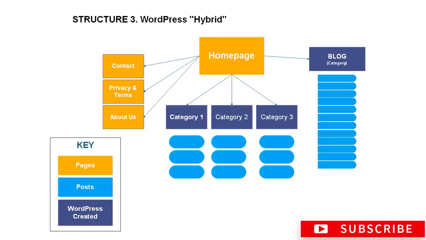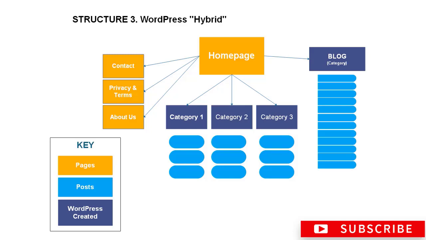And then the third type is the WordPress hybrid site, where you have the usual contact, privacy, terms, about us as WordPress pages. The home page typically would be a static, although you could use it as a blog page, but we're going to have a separate blog page with blog posts created obviously with WordPress posts.